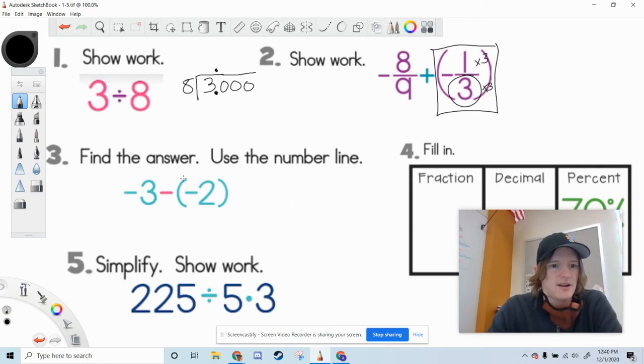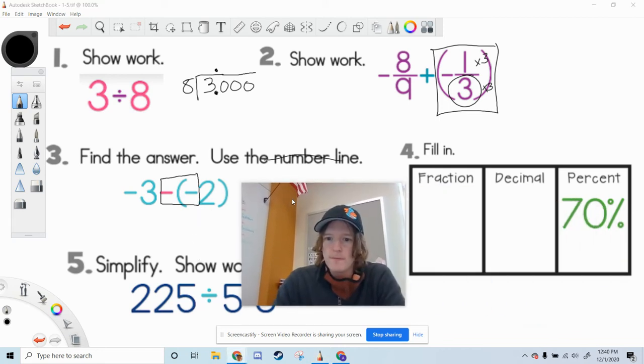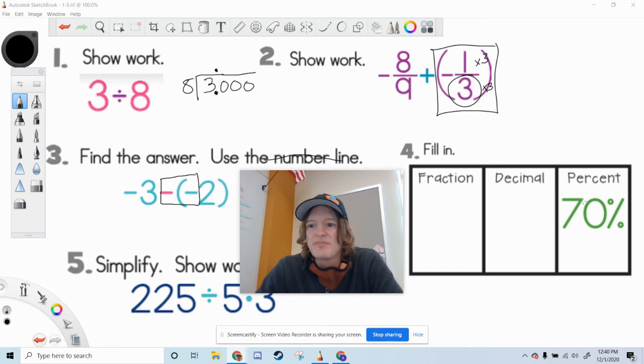Over here, number 3. Remember when you have 2 minuses in a row, you got to do something there. I want you to use a number line as well. Number 4, this is what we've been working on recently.